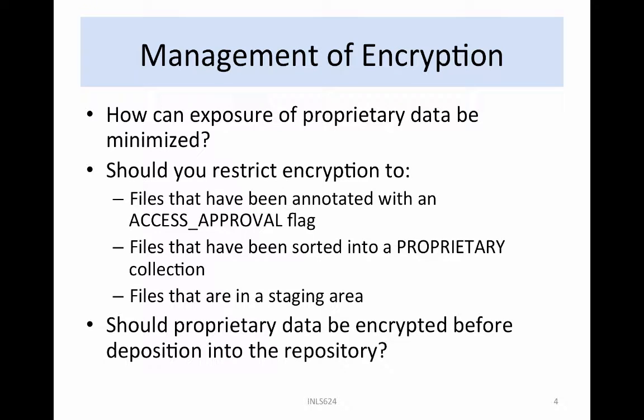When should data be encrypted? How can exposure of proprietary data be minimized? Policies are needed to decide when encryption is required and where the encryption should be performed. Possible policies might restrict encryption to files that have been annotated with an access approval flag, files that have been sorted into a proprietary collection, or files that are in a staging area.